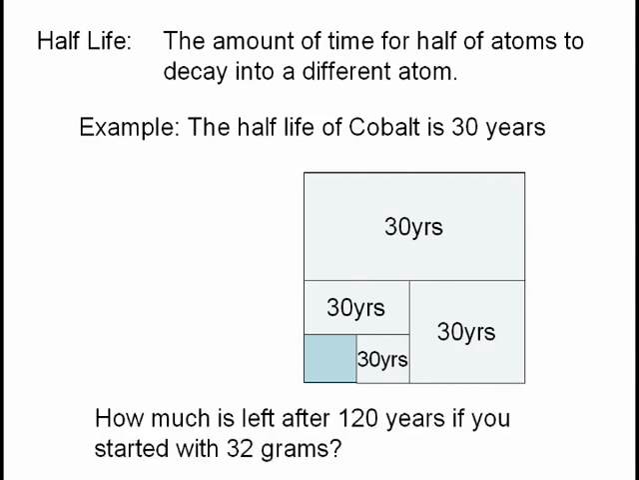So the kind of problems that will be given on this is asking how much will be left after 120 years if you started with a certain amount, 32 grams. So we went through 4 half-lives. We cut it in half once, again, and again. So we cut it in half 4 times. So each time we multiply those and we'll end up with 1/16 of the original sample.